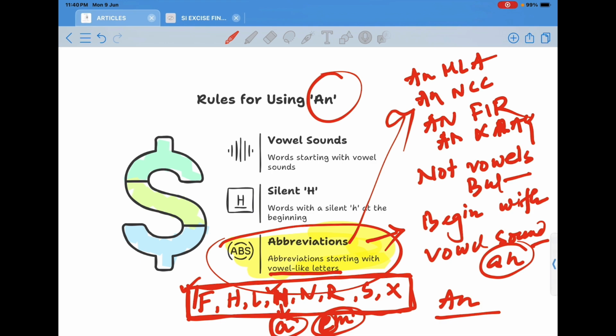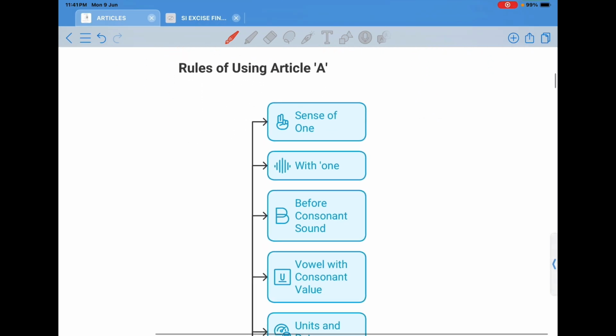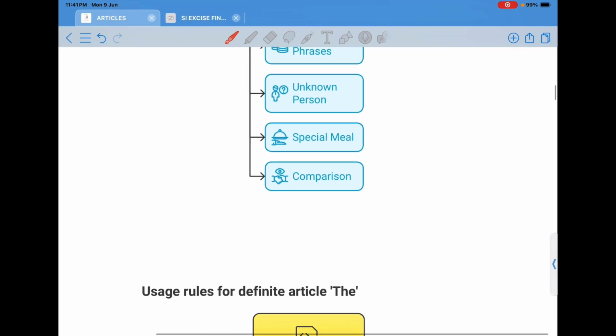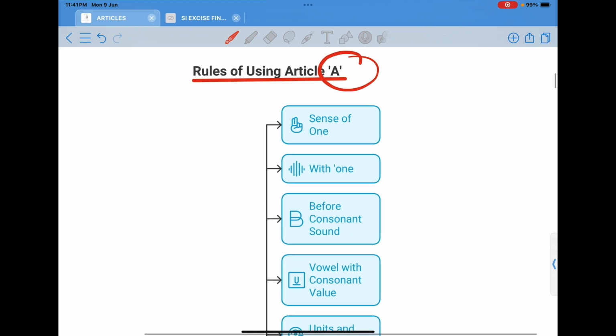So this was for using an, okay. Next we will talk about rules of using article a. How, when we will use article a? See, there are many examples, there are many situations where you will use a. What are those? I will explain one by one. I have noted down here, I will explain one by one.